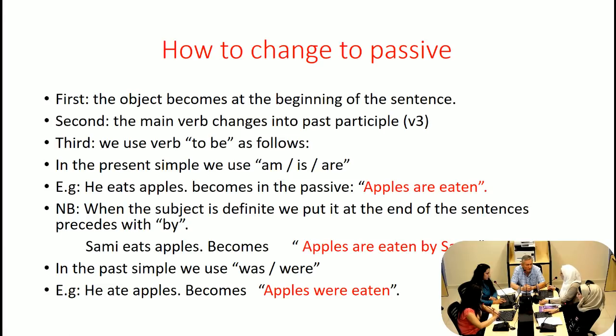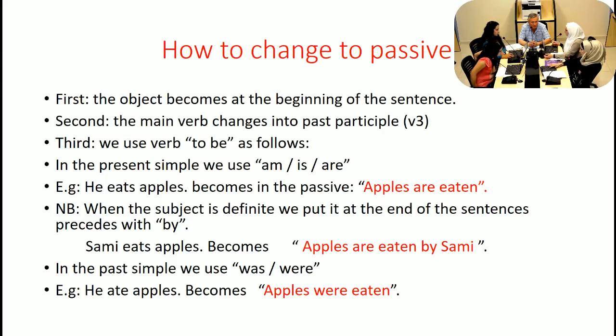Now we move to Miss Zuka. How to change into passive. First, the object goes at the beginning of the sentence. Then, the main verb changes into past participle. Third, we use the verb to be as follows. The difference is only in the verb to be. The object goes at the beginning with all tenses. Verb 3 goes with all tenses, but between them, we change the verb to be.